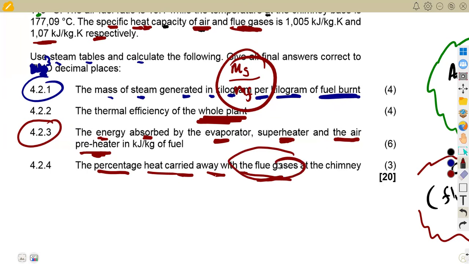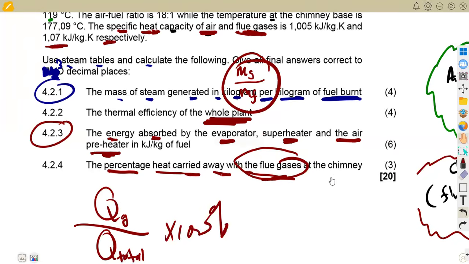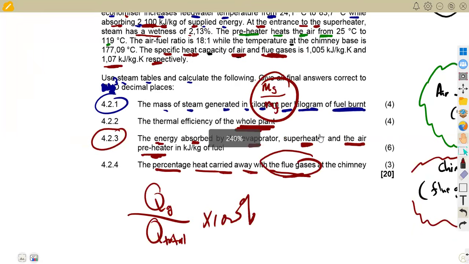So the percentage heat carried by what? By the flue gases. So the idea there is that if it is the percentage that is taken by the flue gases, guys, it is supposed to be that part we are talking about, the heat for the flue gases, over what? It must be over the total energy. It must be over the total energy for us to obtain the percentage.